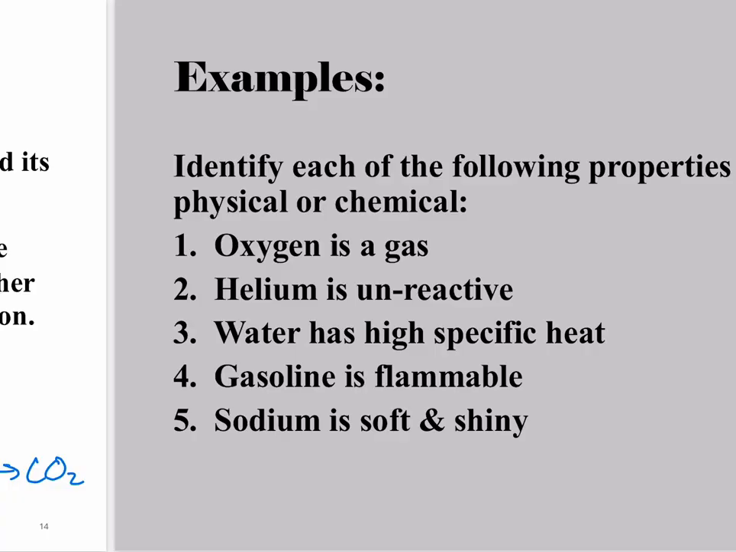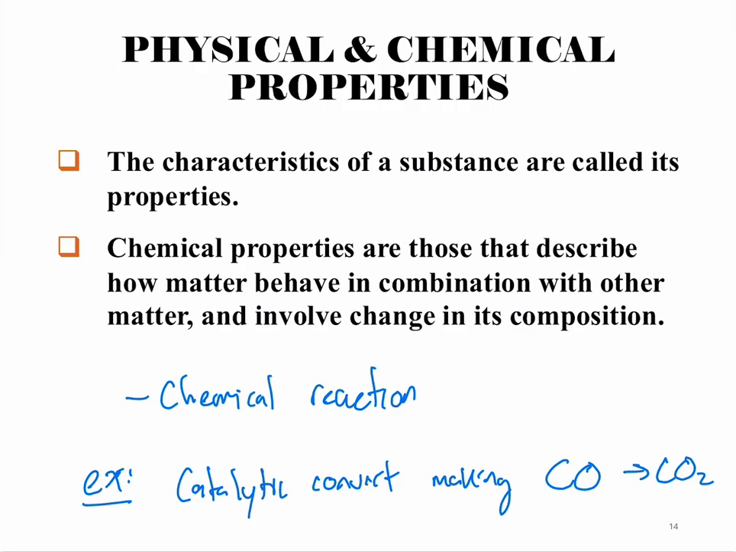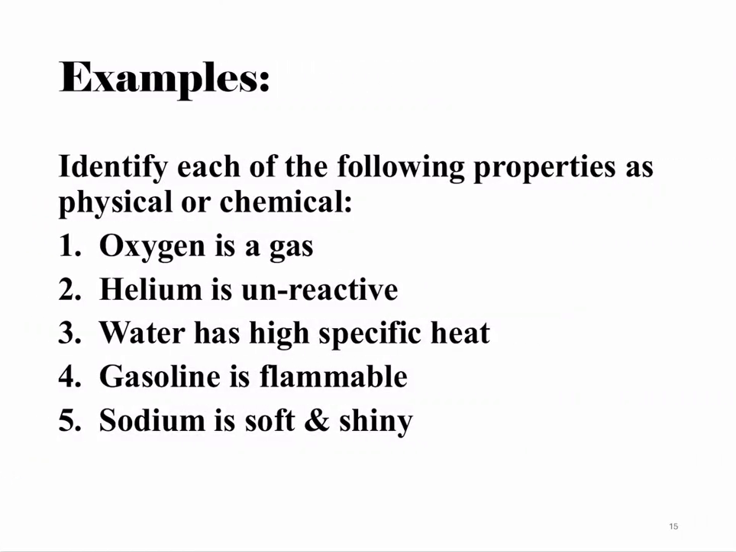All right, so if we have each of these descriptions, so I'll give you a second. Next slide will have each of these descriptions. You describe, is that a physical property or is it a chemical property of that material? All right, so here we have some examples. Oxygen being a gas, is that a physical or a chemical description? Physical, right? That's the physical state of matter, the phase that it's in. What about helium is unreactive? That's a chemical property, right? Meaning that it does not like to react with other elements. So this describes how it interacts with other matter, right? So this is a chemical property.